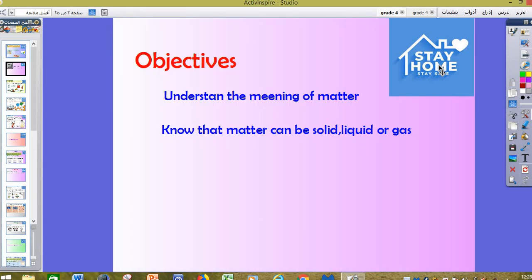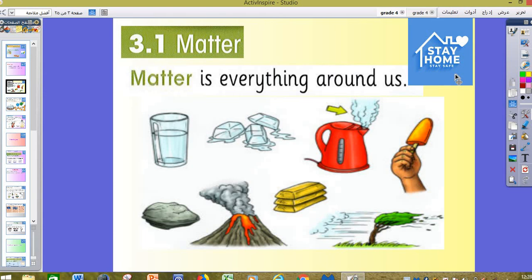In our lesson today we have 2 objectives. The first one, we need to understand the meaning of matter, what we mean by matter. Number 2, we need to know that matter can be solid, liquid, or gas. Let's start with definition number 1. What do we mean by matter?